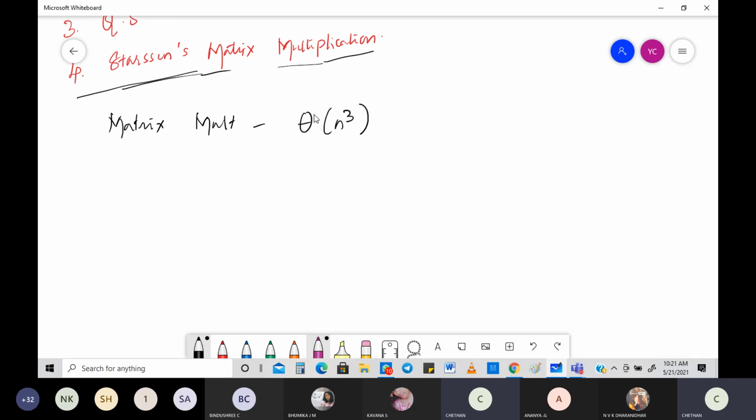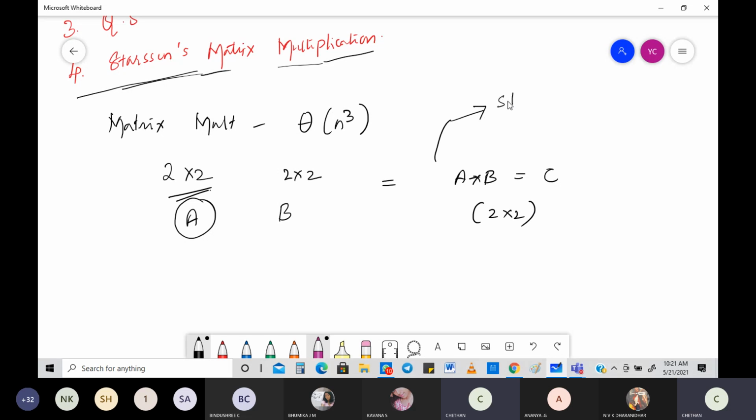So what did he do? He gave this formula. And this formula, be careful here, works very good only for 2 cross 2 matrices. What's the meaning of 2 cross 2 matrix? A should also be a 2 cross 2 matrix, B should also be a 2 cross 2 matrix. So that would mean A into B, which is equal to C, will also be a 2 cross 2 matrix.